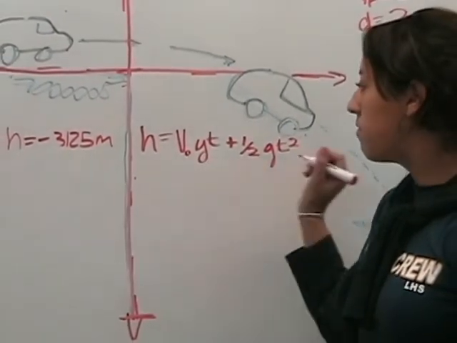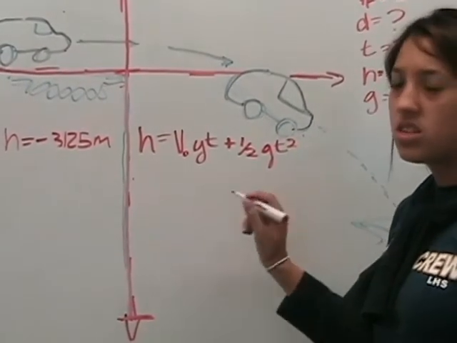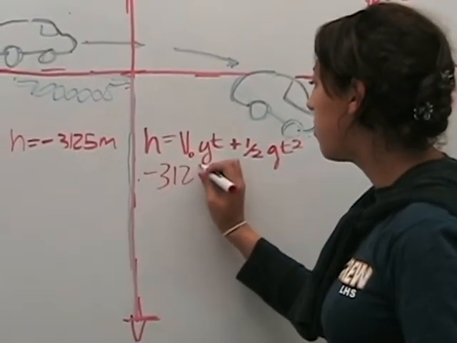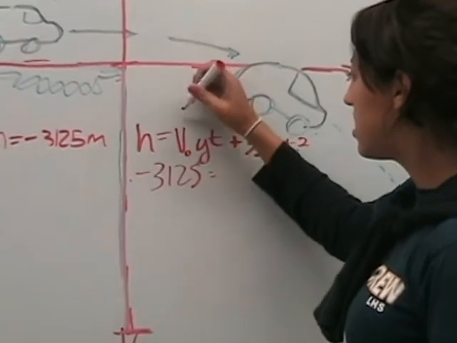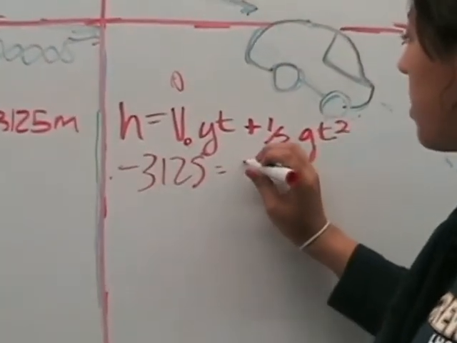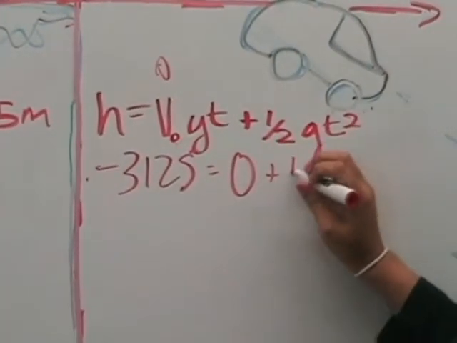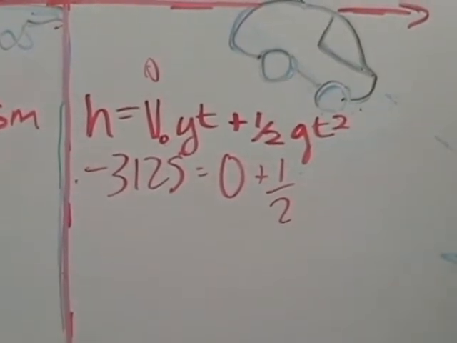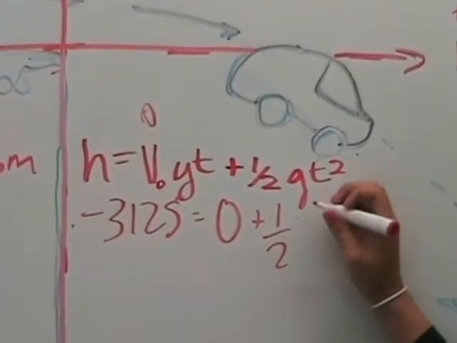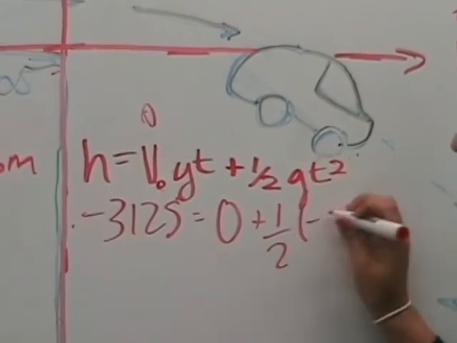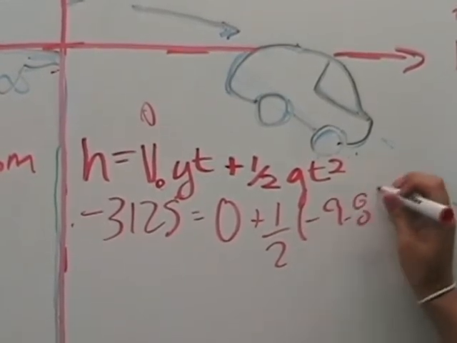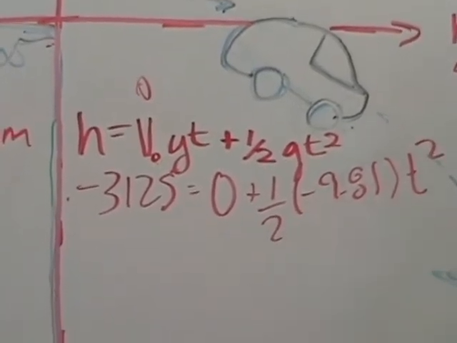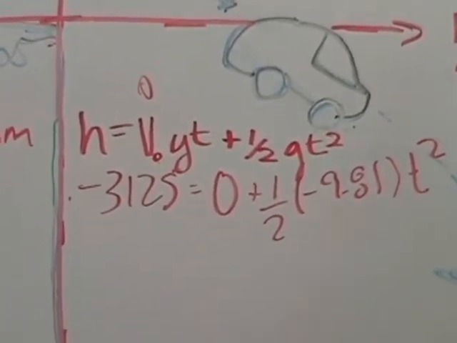Well, we know v naught is equal to 0, and h is equal to negative 3,125 equals, since this is 0, the whole thing equals 0, and then plus 1/2 g is equal to negative 9.81, which is acceleration due to gravity. And we don't know t, so we have t. And then we solve this equation and we do this.